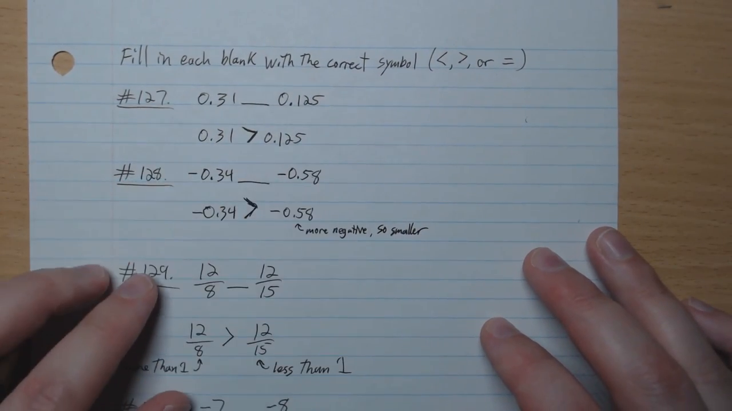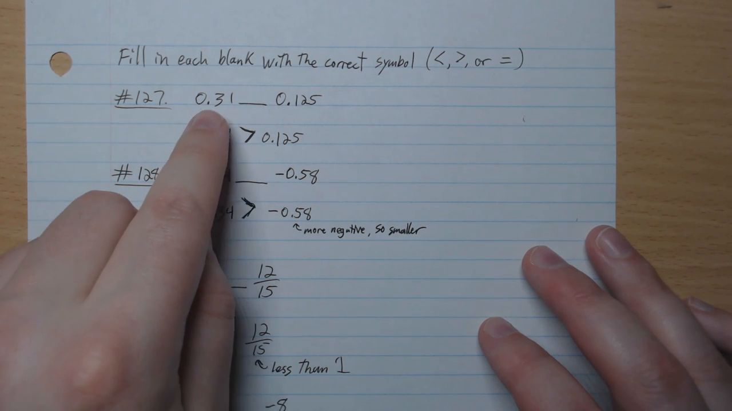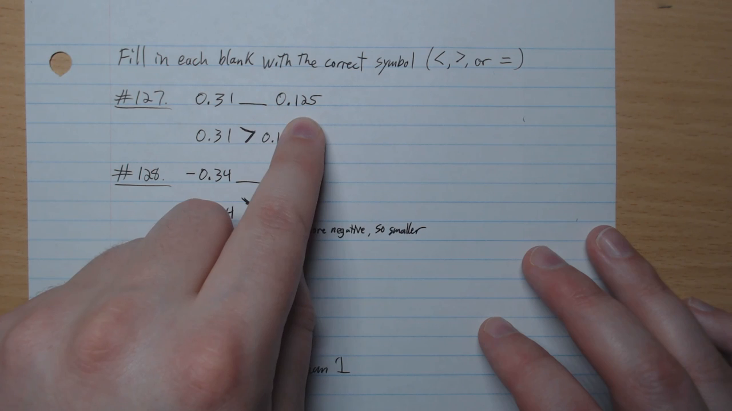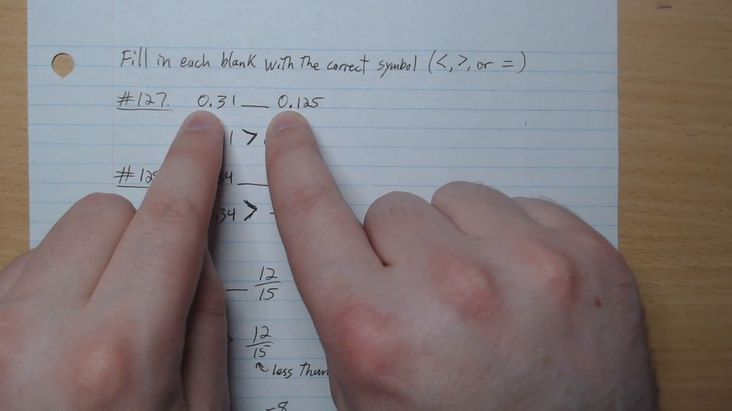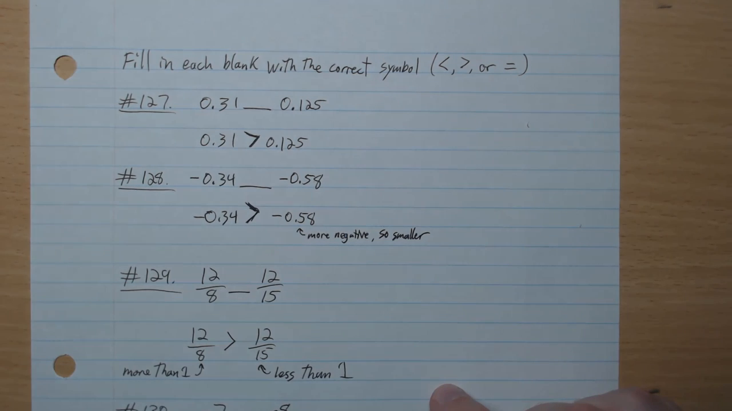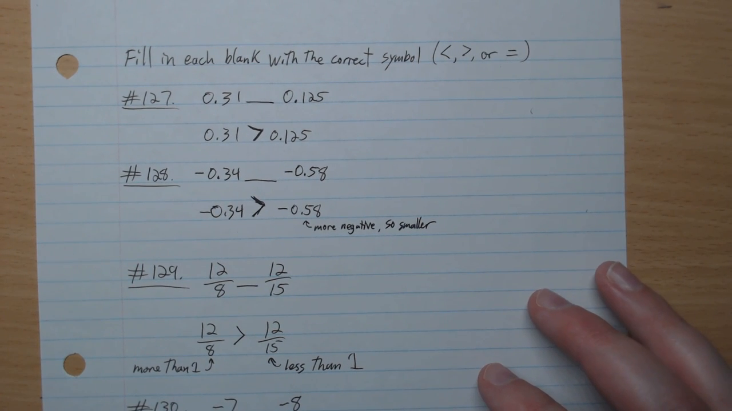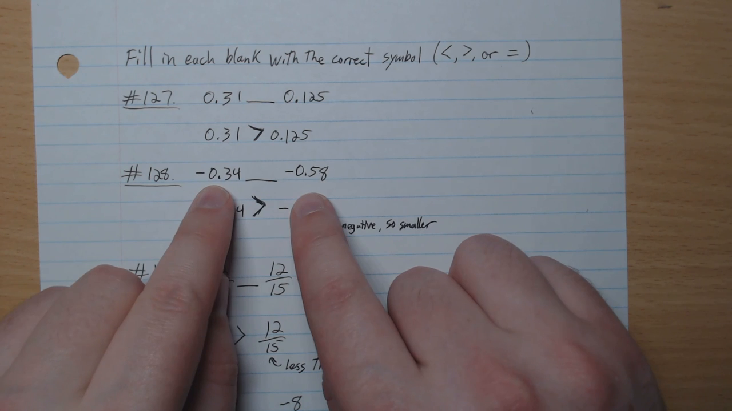Fill in each blank with the correct symbol, smaller than, greater than, or equal. So here we have 0.31 and 0.125. So 0 is the same, 0.3 and 1, so this is larger, so it's this symbol here. 0.31 is larger than 0.125.